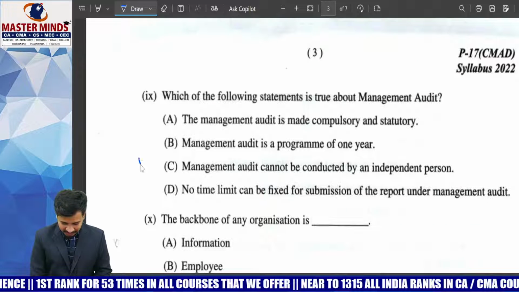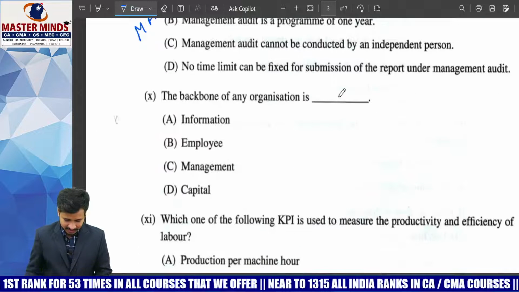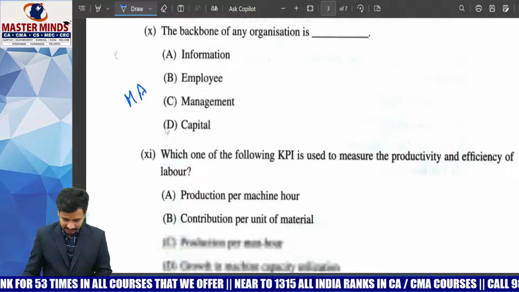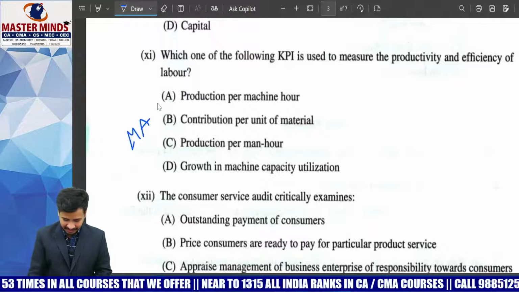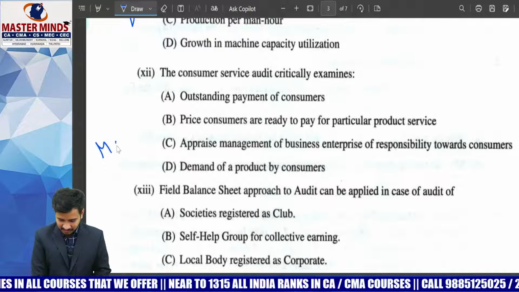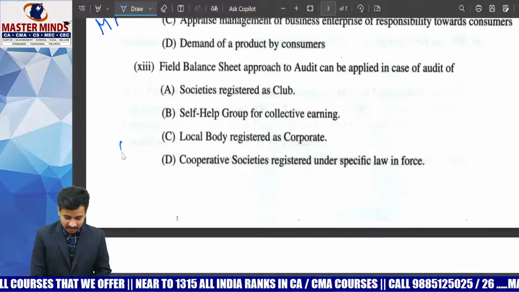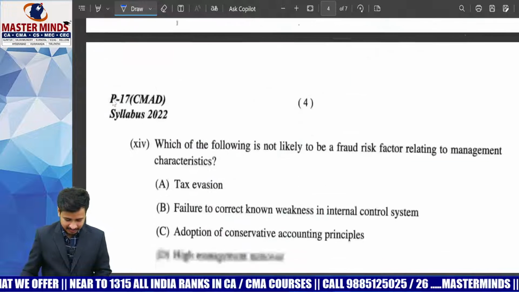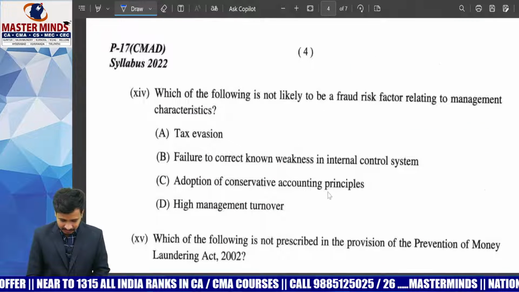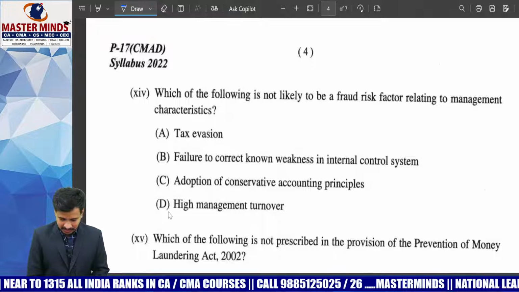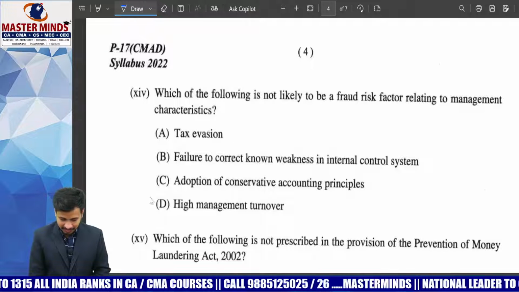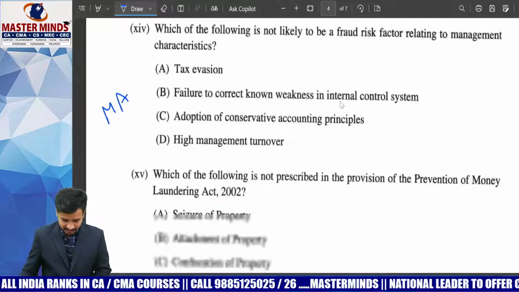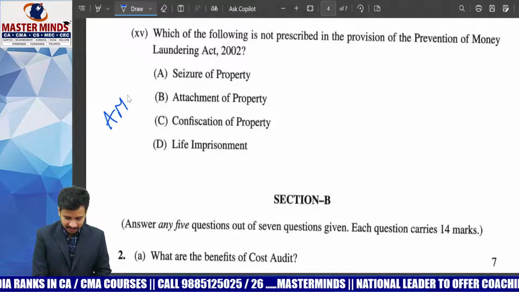This is management audit. And this is management audit. This is management audit. This is management audit. This is audit of various organizations, that is a wing of internal audit. And this is relating to management audit. This is relating to AML, anti-money laundering.